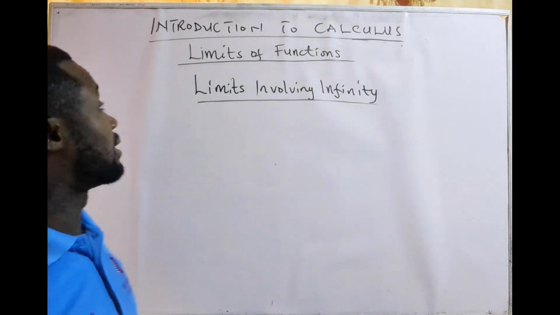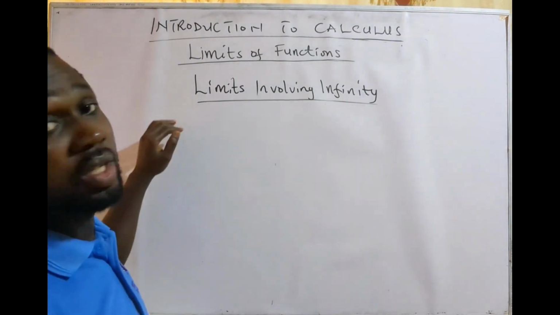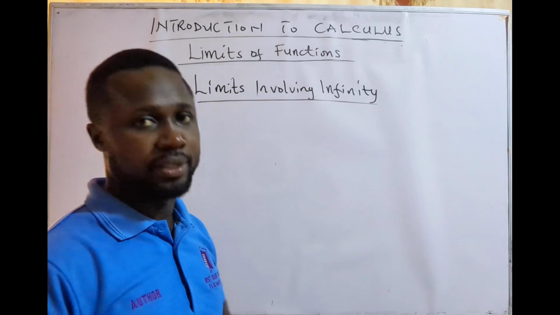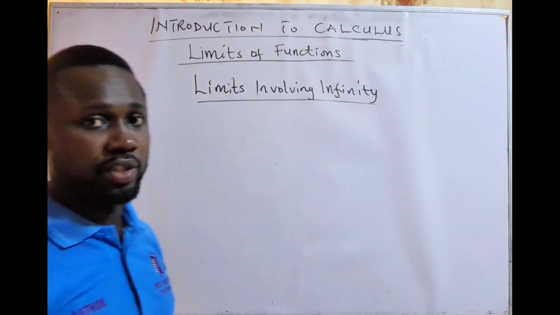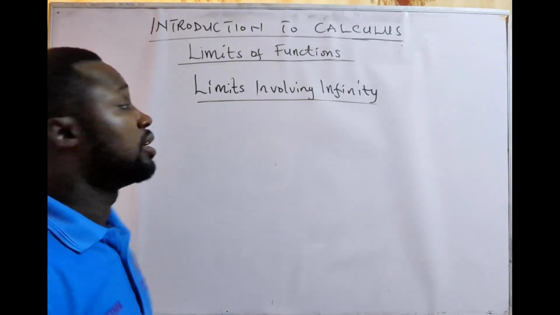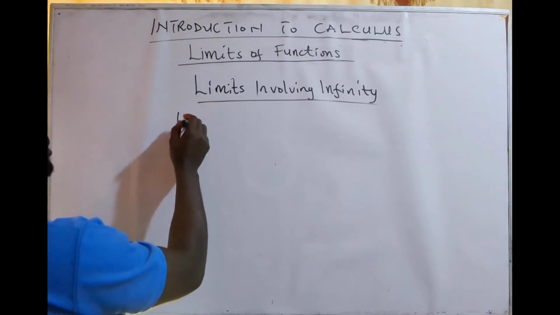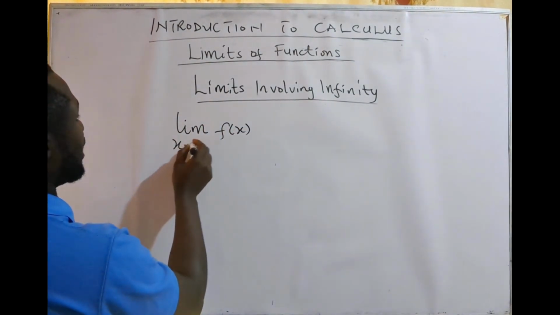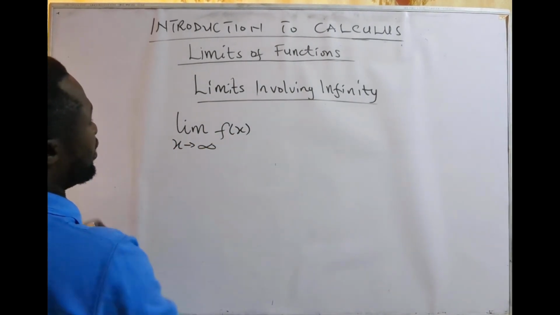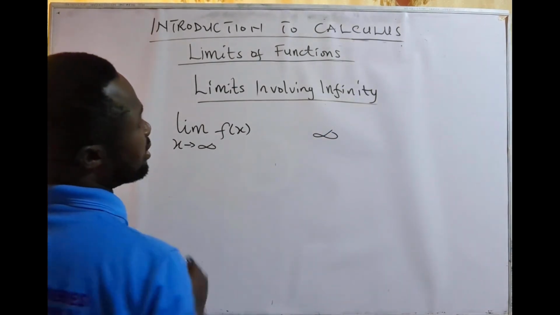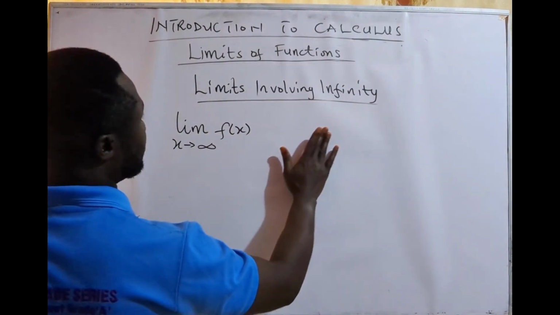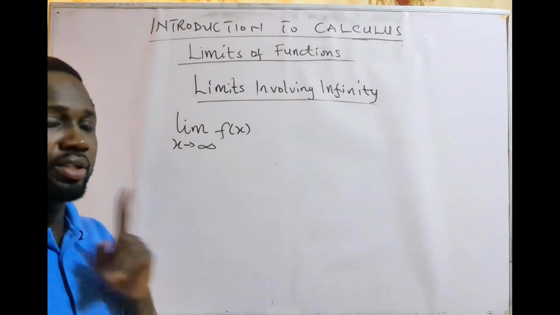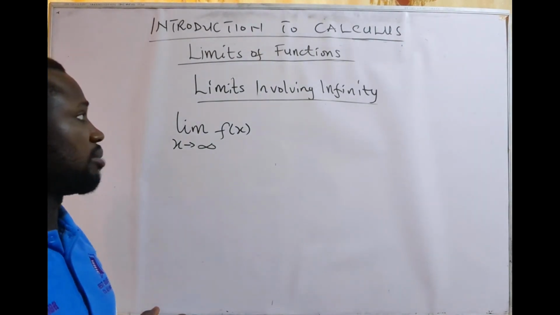Let's continue our lesson with limit of a function, and what we are going to look at is limit involving infinity. The limit involving infinity of a function can be written as the limit of a function f of x as x approaches infinity. This is an infinity sign. This is how a limit at infinity can be written.